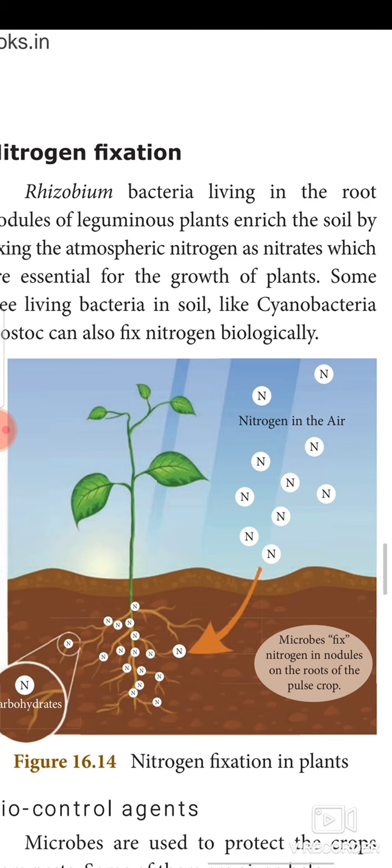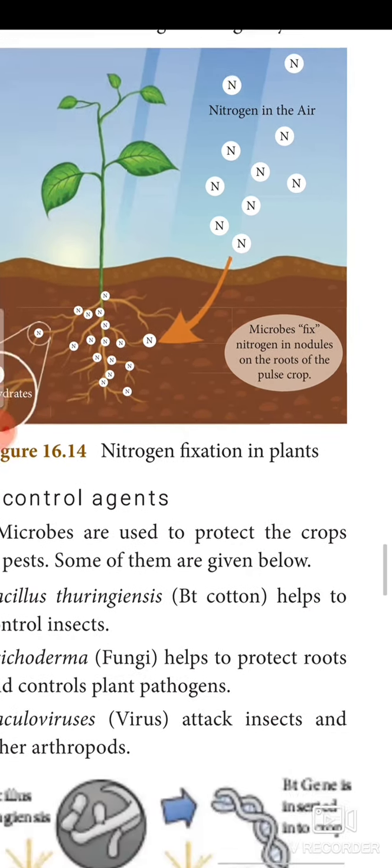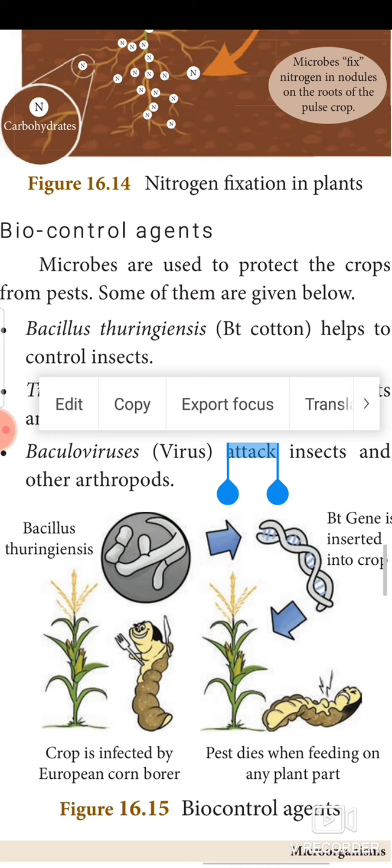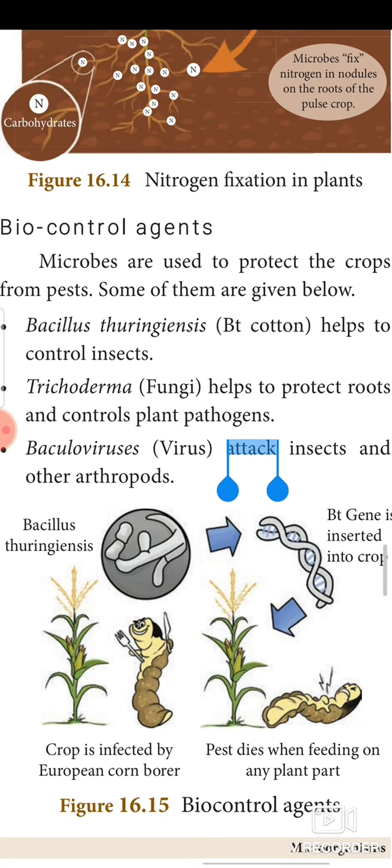Next, the third agricultural importance is biocontrol agents. Microbes are used to protect crops from pests. Some of them are given below. Bacillus thuringiensis helps to control insects. Next, Trichoderma fungi help to protect roots and control plant pathogens.